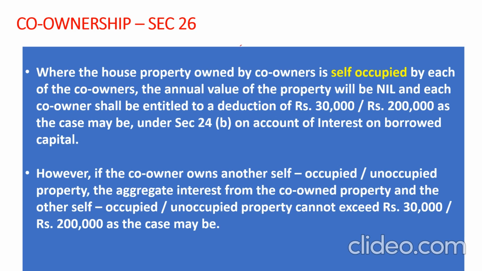However, where the house property owned by the co-owners is self-occupied by each of the co-owners, the annual value of the property will be nil, and each co-owner shall be entitled to a deduction of 30,000 or 2 lakhs as the case may be under section 24 clause B on account of interest on the borrowed capital. However, if the co-owner owns another self-occupied or unoccupied property, the aggregate interest from the co-owned property and the other self-occupied or unoccupied property cannot exceed 30,000 or 2 lakhs as the case may be.